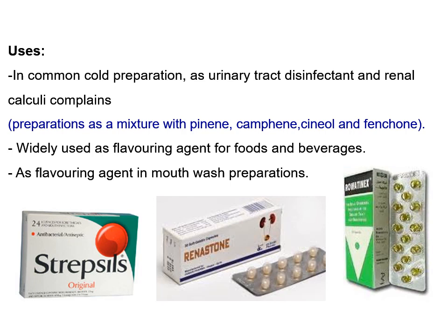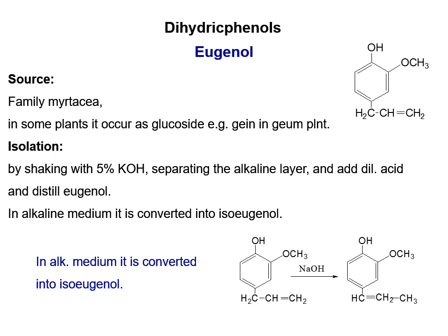It is used as a flavoring agent for food and beverages, also as a flavoring and antiseptic agent in mouth wash and gargles. These are Strepsil lozenges containing anethol, and a combination with pinene and camphene in renal problems. Dihydric phenols, an example is eugenol, with ether OCH3 and phenolic OH.